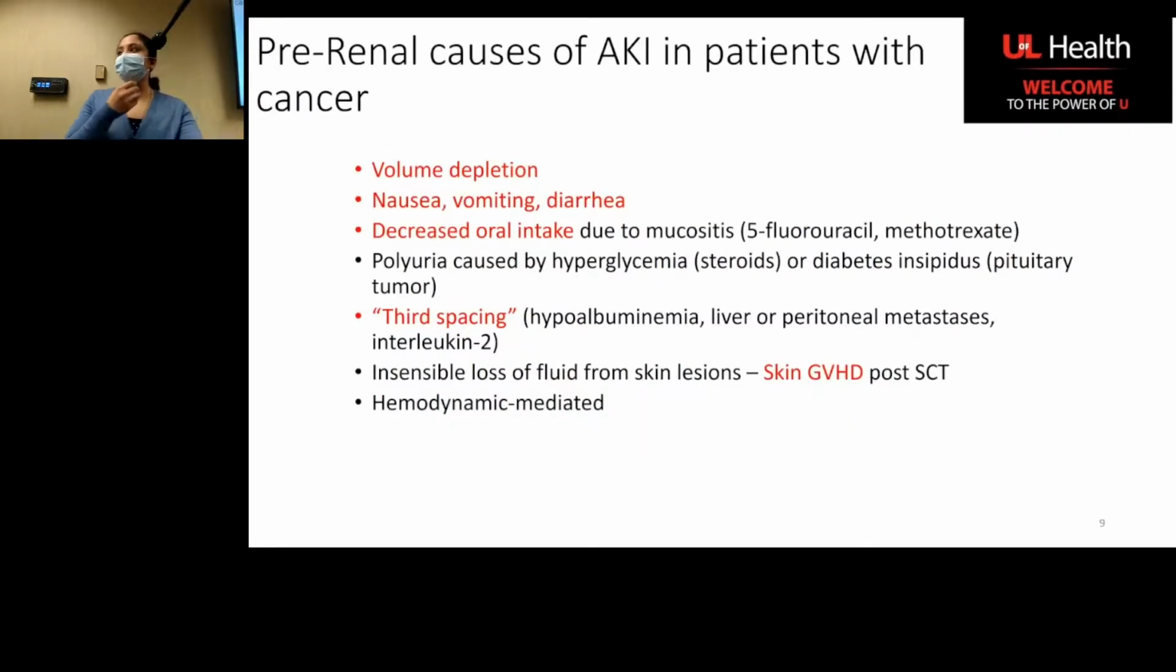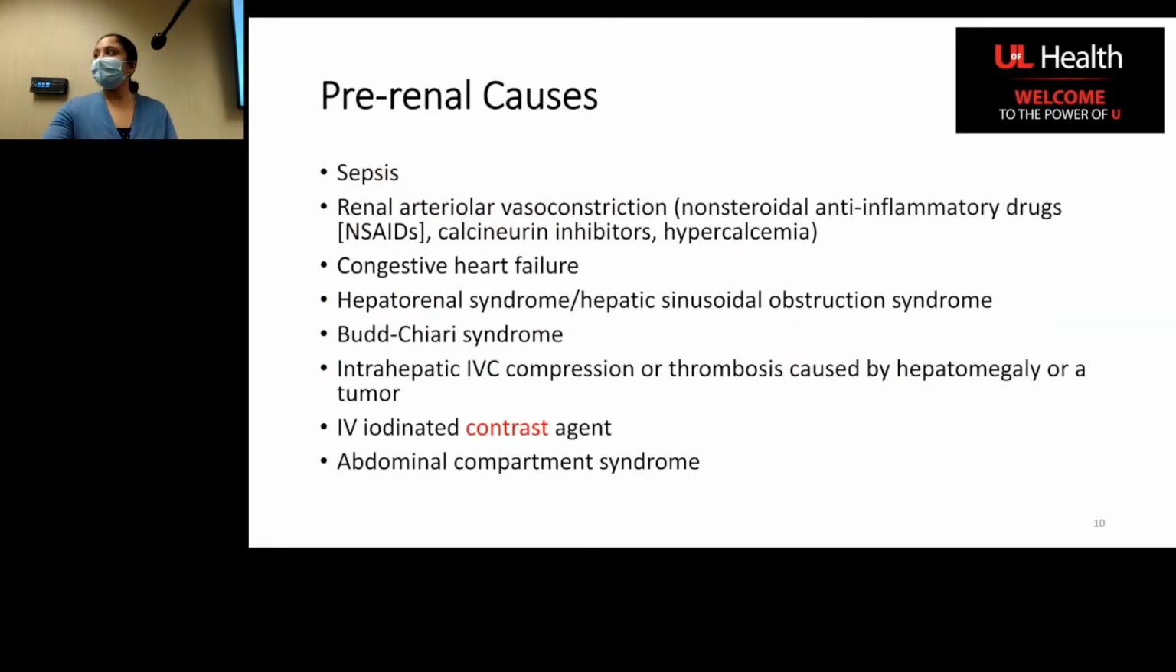As far as the pre-renal causes go, there are several, such as decreased oral intake in most of these patients. They may have mucositis from the chemotherapy, nausea, vomiting, and diarrhea, again as side effects or just as part of their cancer. And then third spacing because of severe hypoalbuminemia, we see that a lot. In post-stem cell transplant patients, they may develop skin graft versus host disease and have insensible loss of fluids from their skin lesions. And again, the list can go on and on for pre-renal causes.